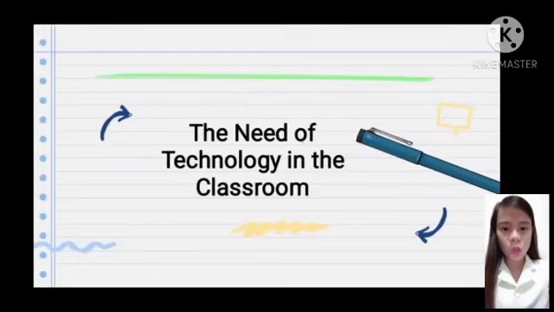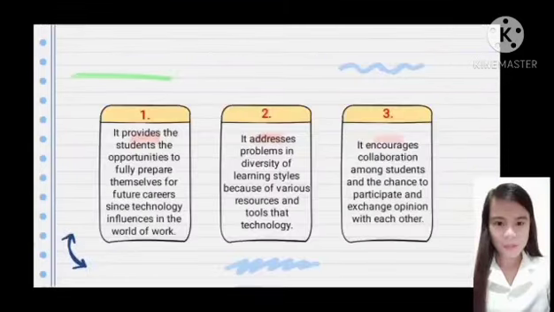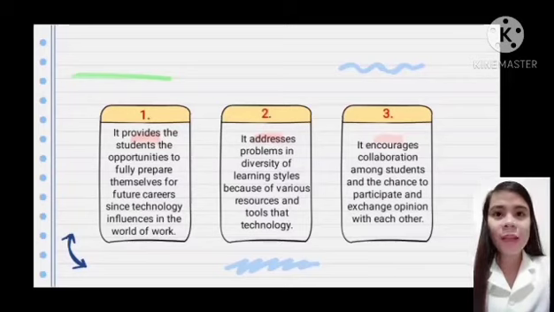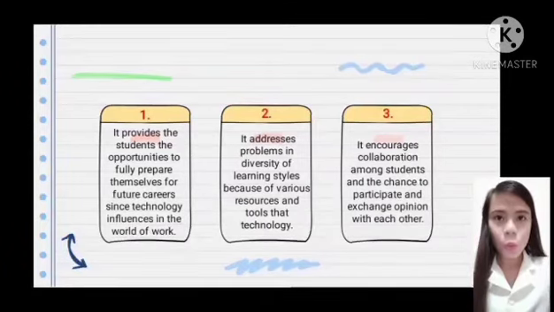The need of technology in the classroom. 1. It provides the students the opportunities to fully prepare themselves for future careers, since technology influences the world of work. 2. It addresses problems in diversity of learning styles because of various resources and tools that technology offers.